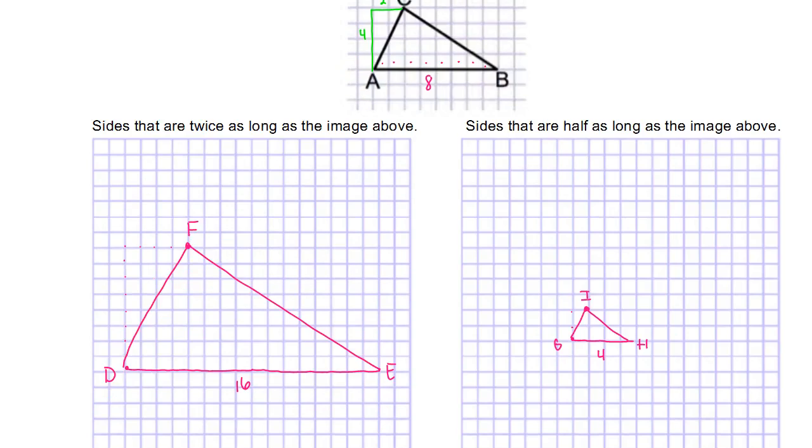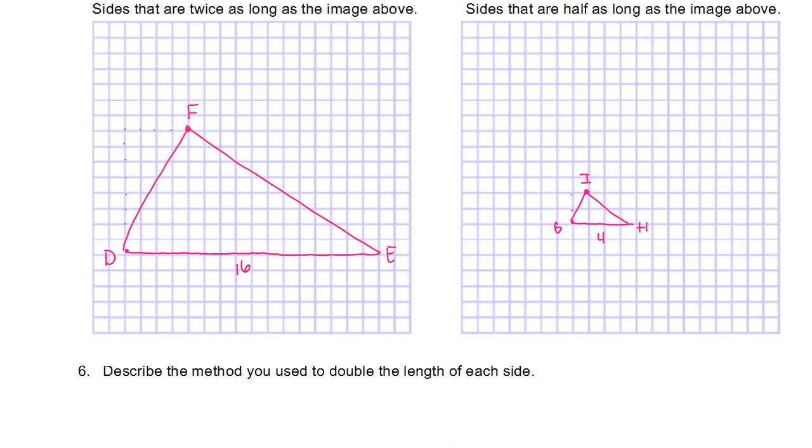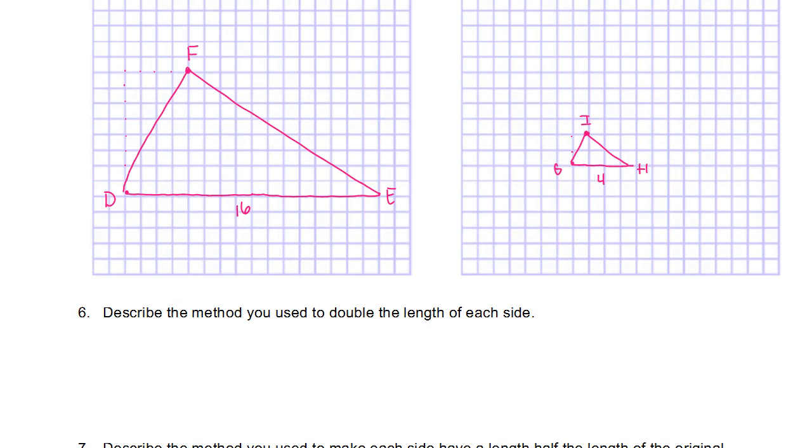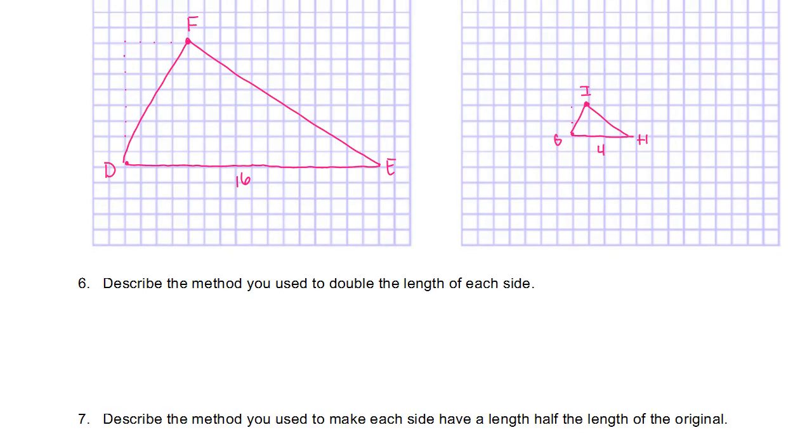And now we have some questions. So for number 6, describe the method you use to double the length of each side. So it's not quite as easy to explain as it was for the rectangle because remember 2 sides of the triangle were on a diagonal. So we can say that we multiplied the bottom length, which was 8, by 2 to get 16.